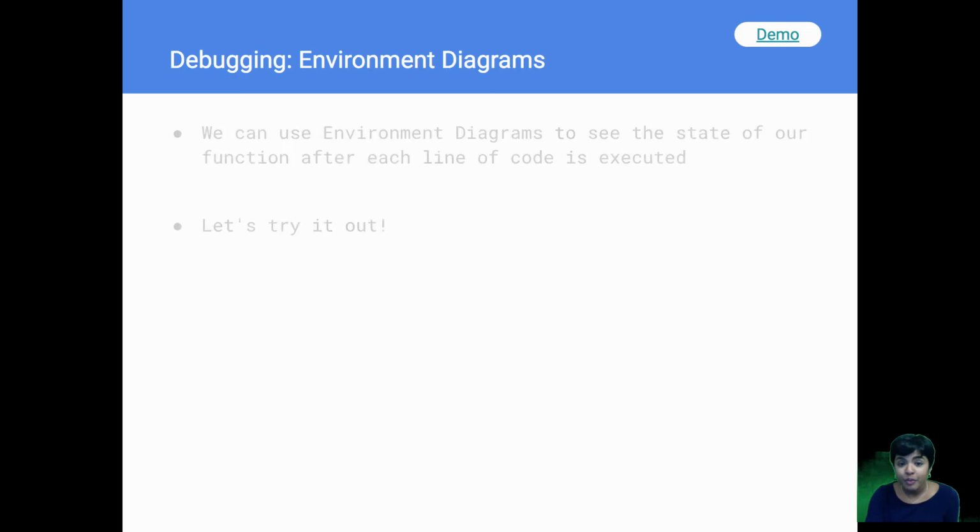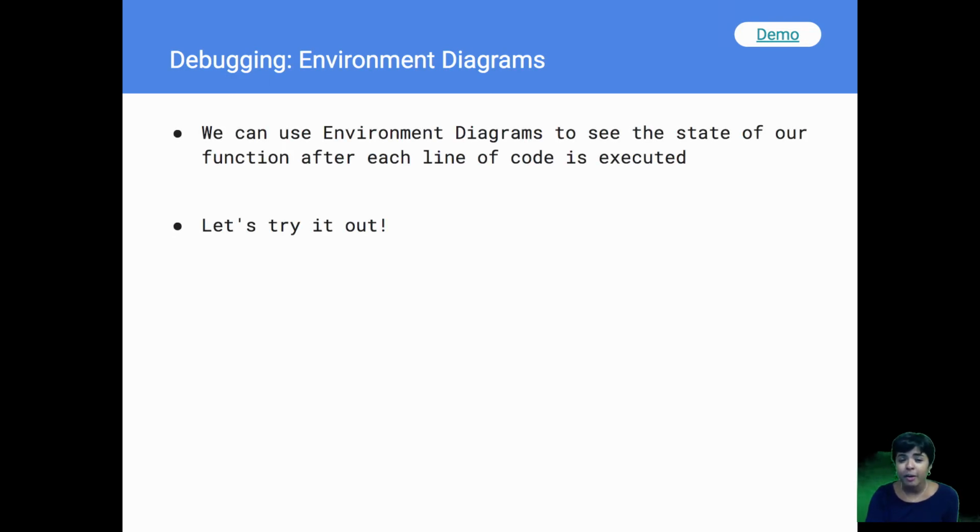Additionally, when you do have access to a computer, environment diagrams are still useful, for example, Python Tutor, because they allow you to really see inside of the body of your function, right? To rip away that black box and see the state of your function after each line of code is executed. So let's try out this debugging method for that isPal function that we mentioned earlier.